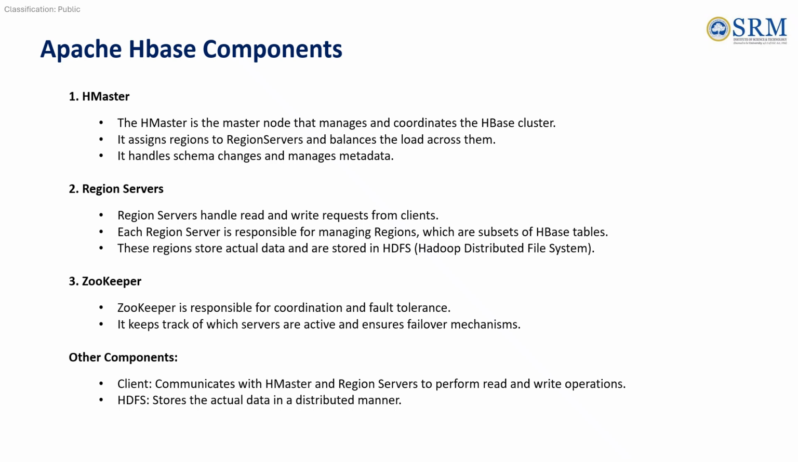Let us now look at the major components of Apache HBase in a little more detail. The first component is the HMaster. The HMaster acts as the master node that manages the entire HBase cluster. It is responsible for assigning regions to region servers, balancing workload across servers, and handling schema or metadata management. In simple terms, it controls and coordinates the overall system operations.